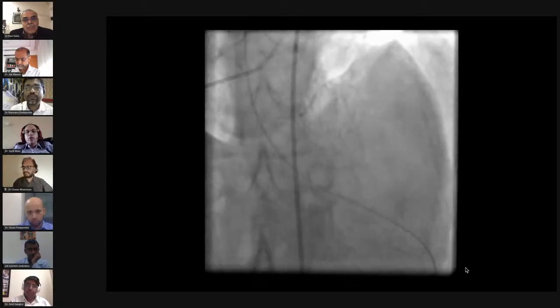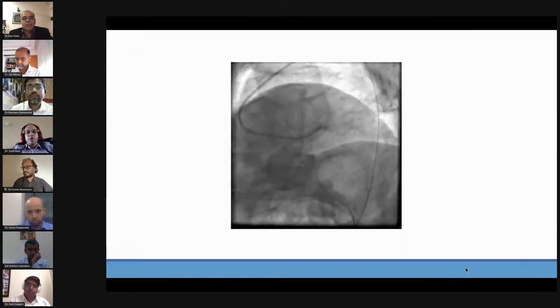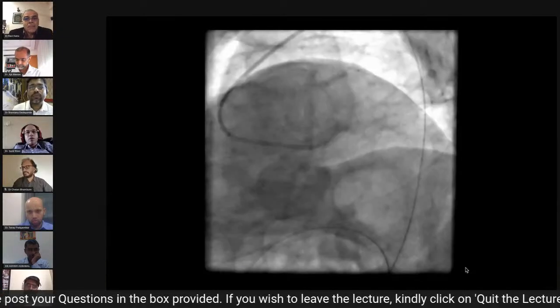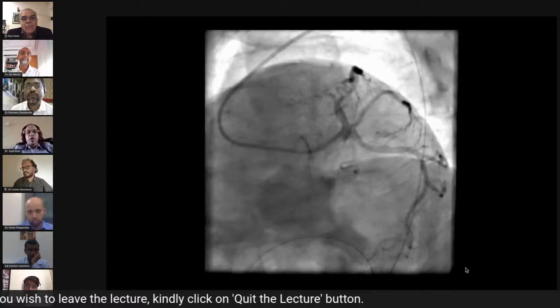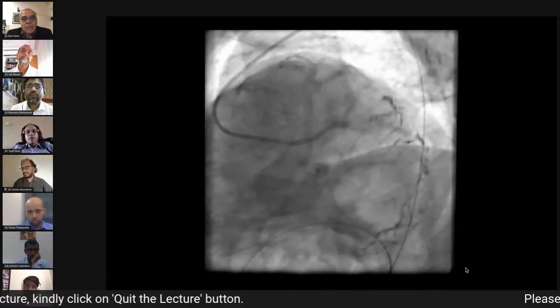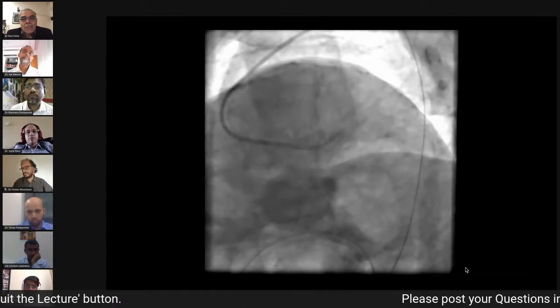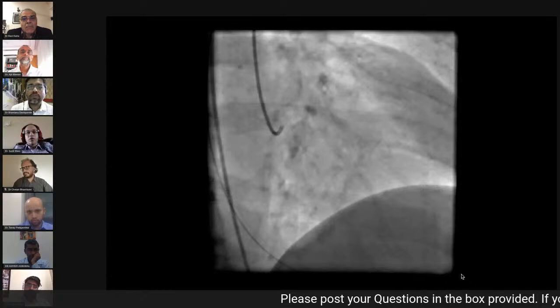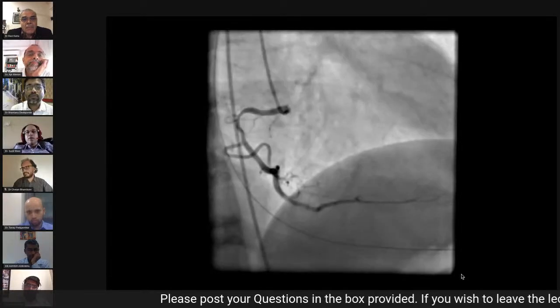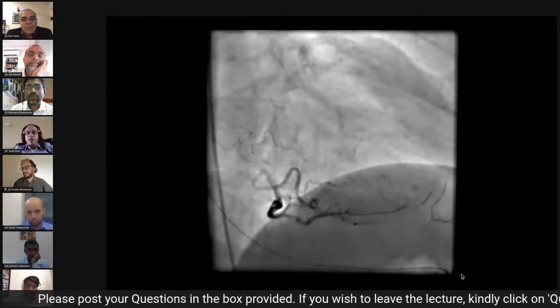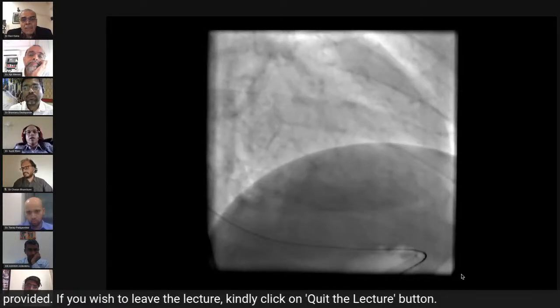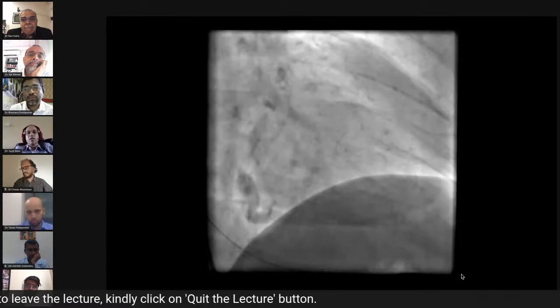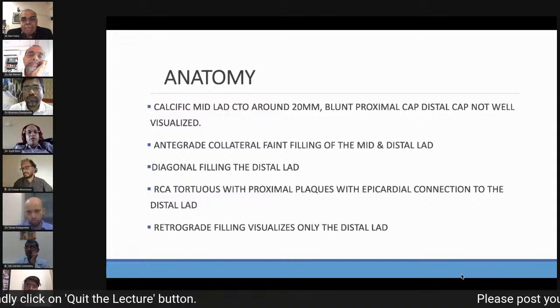So there are collaterals from the diagonal also. There's a blunt tip with calcification. And in the right coronary, there's no septal, but you see an epicardial channel that fills the distal LAD, and you can see the extensive calcification in the LAD.